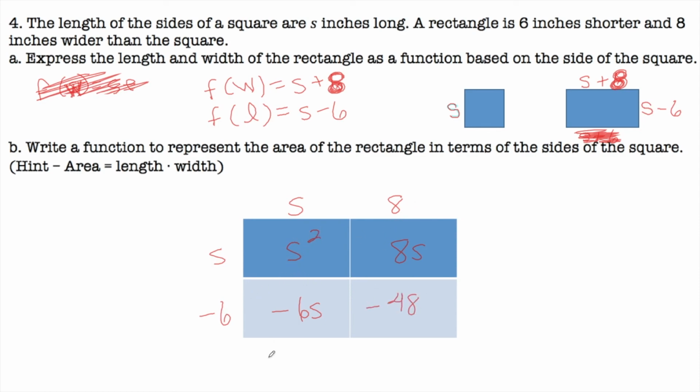So s squared doesn't have anything to combine with. Negative 6s and 8s, they do because they both have an s. So negative 6 plus 8 is a positive 2s. And negative 48 is just left over. And that's it. So you're done.